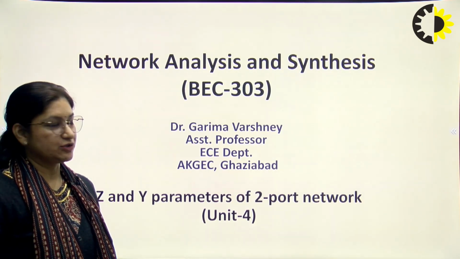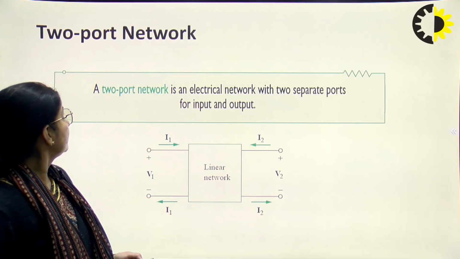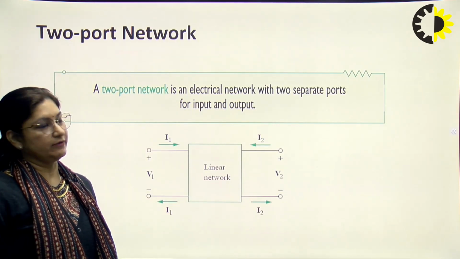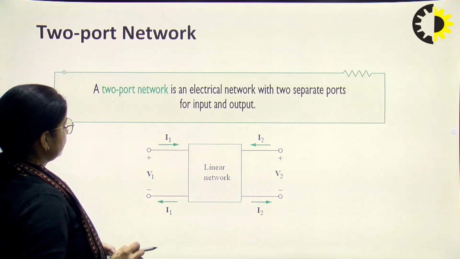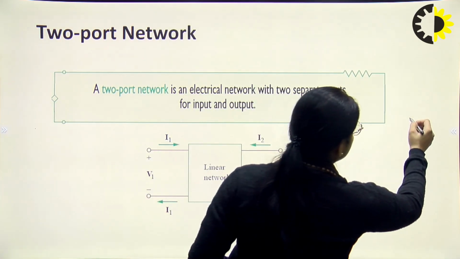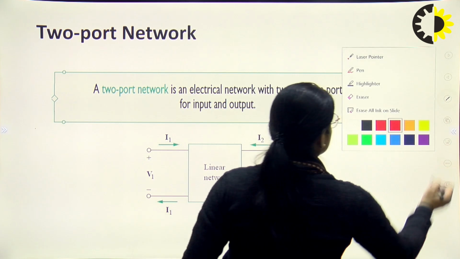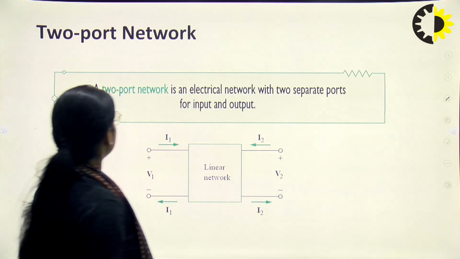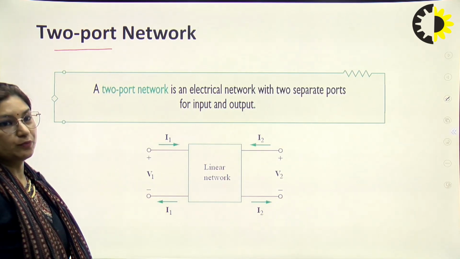Today we will be discussing Z and Y parameters of two-port network, which is a part of Unit 4 of NAS subject. So let's have a look at what a two-port network is. First of all, it is given as a two-port network, so it must consist of two ports.